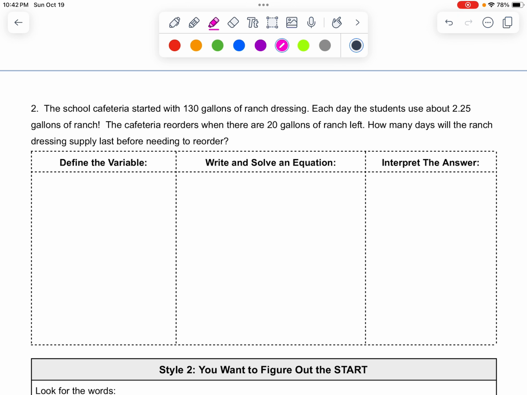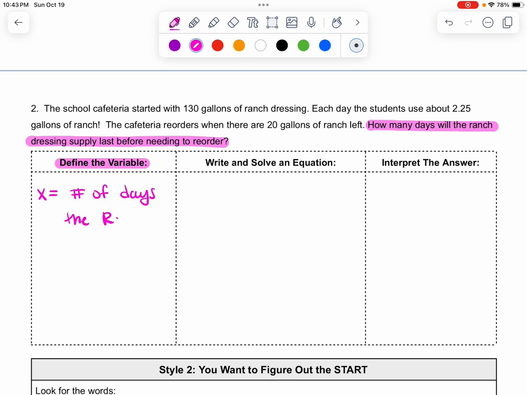Let's start with defining our variable. Again, I'm just going to read the question. How many days will the ranch dressing supply last before we need to reorder? So I'm going to say x equals the number of days the ranch supply will last. Then I'm going to go back and find my numbers. So there's going to be a one-time number, a pattern number, and a total.